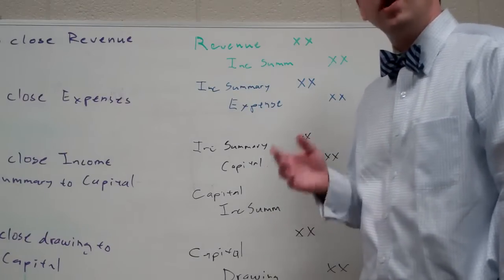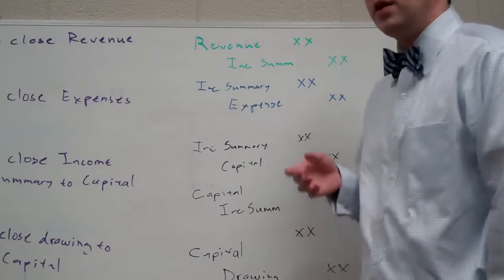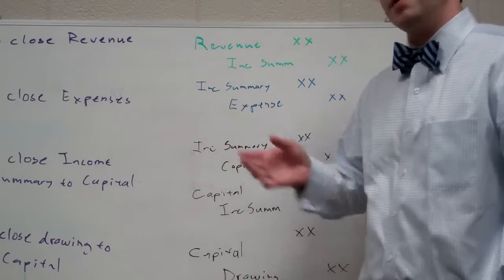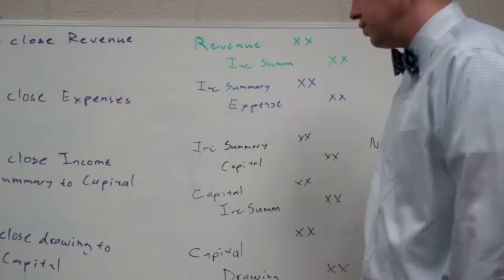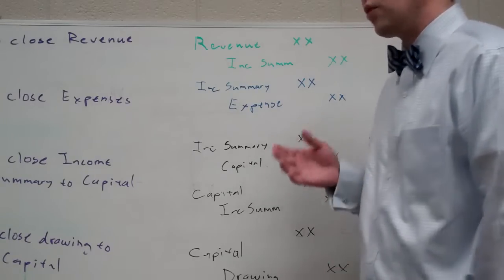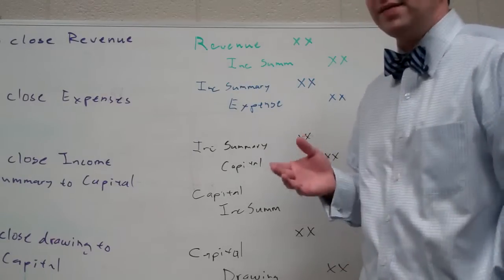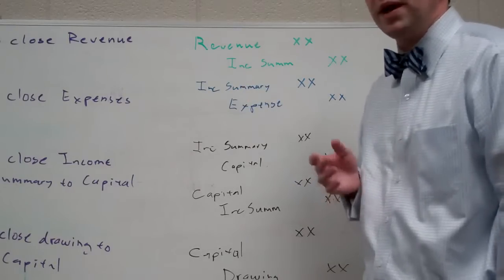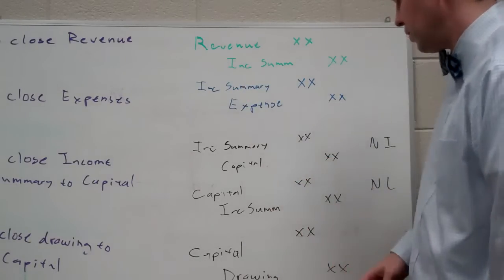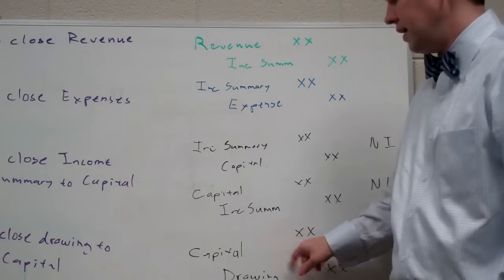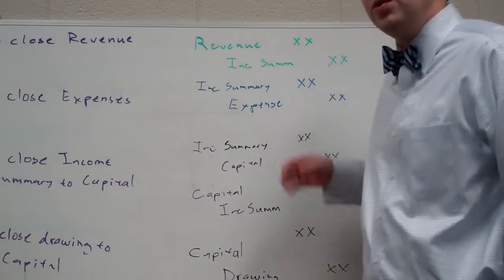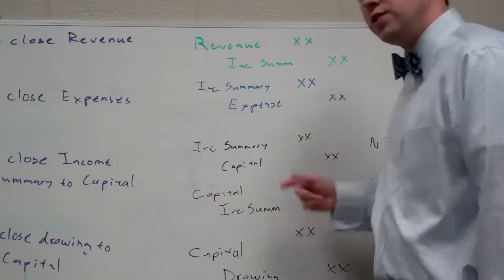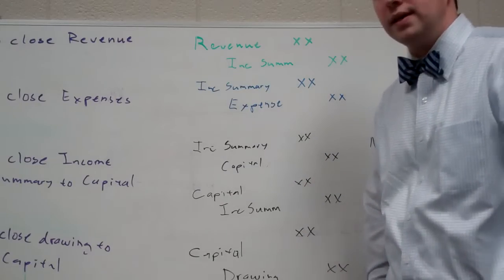Last, and you don't always have to do this, because an owner may not decide to withdraw any money from the business. But if the owner does take money out of the business during the period for personal use, then the drawing account is going to have a debit balance. And we need to close that out as well to get it ready for any drawings we might have next year. To do that, we're going to credit the drawing account and debit capital to reduce owner's equity on the balance sheet. These are the journal entries you're going to need to prepare in the closing process.